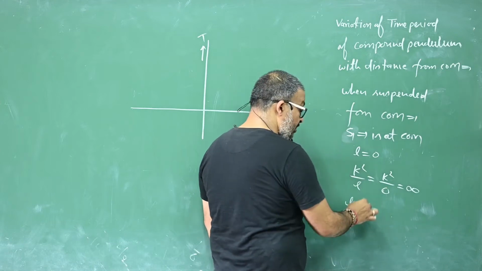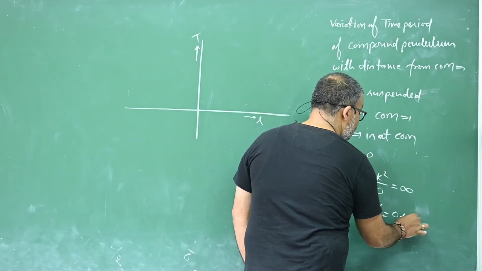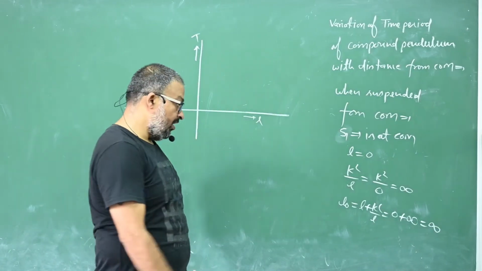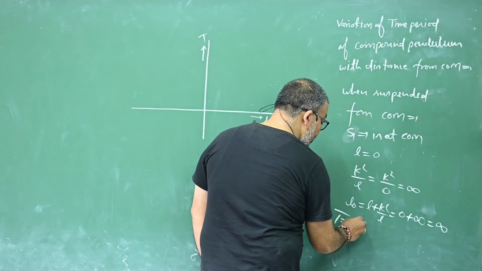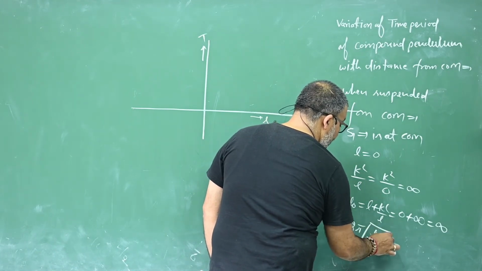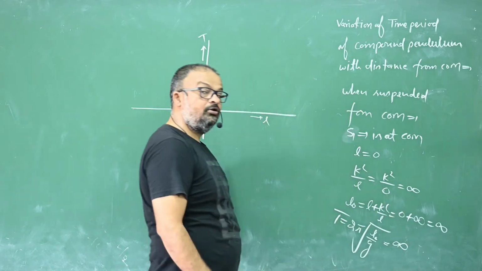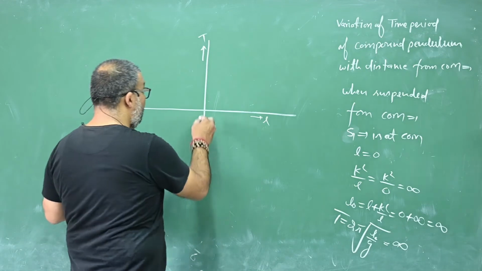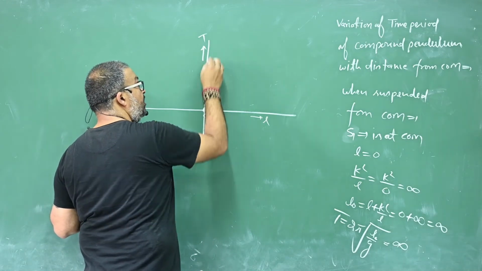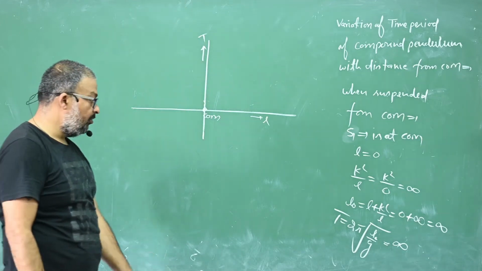So what will be the equivalent length? L plus k square by L, 0 plus infinity, that means it is infinity. When L0 is infinity, the time period, 2 pi square root of L0 by G, will be equal to infinity, because L0 is also infinity. So this point is the center of mass. When suspended from the center of mass, its time period will be infinite. Is that okay?